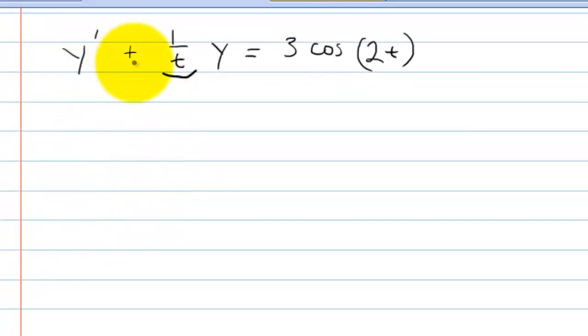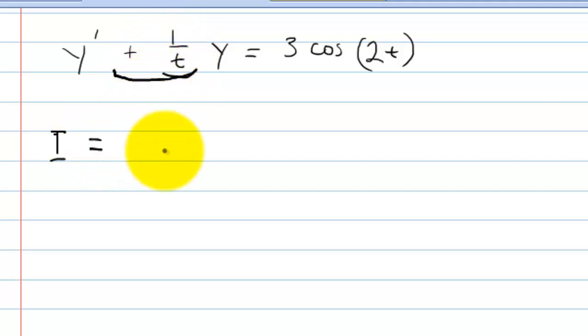So we're going to solve this first one right here, which is y prime plus 1 over t times y is equal to 3 cosine 2t. The first thing we want to do is solve for the integrating factor, and you get it from this part of the equation. This part also includes the plus sign, or if it is a negative sign, it's going to be p of x.